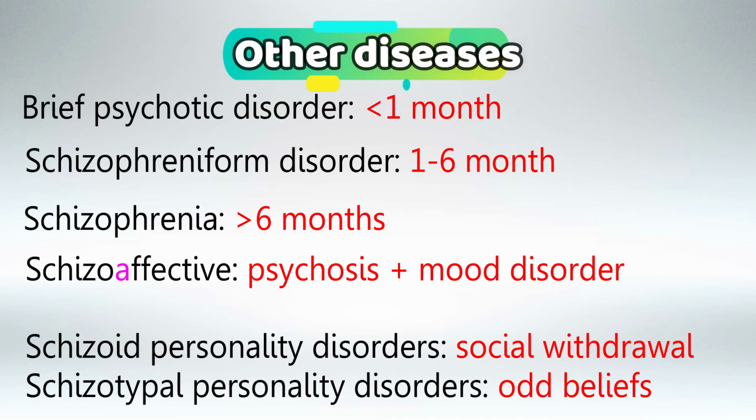Schizoid personality disorder and schizotypal personality disorder are both normal people with no psychosis. A schizoid person would be socially withdrawn and would rather have no friends and stay alone. And a schizotypal person would have odd beliefs and odd rituals. So again, both personality disorders are not psychotic patients, they're just normal people with abnormal traits.